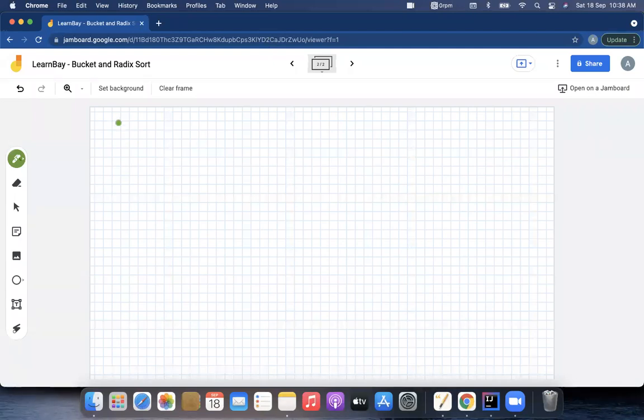Okay, so let's start with a simple problem. Let's say you have a jar, and that jar has two types of candies. One is red and the other one is black. There are a lot of candies in this jar. Red and black candies are there.